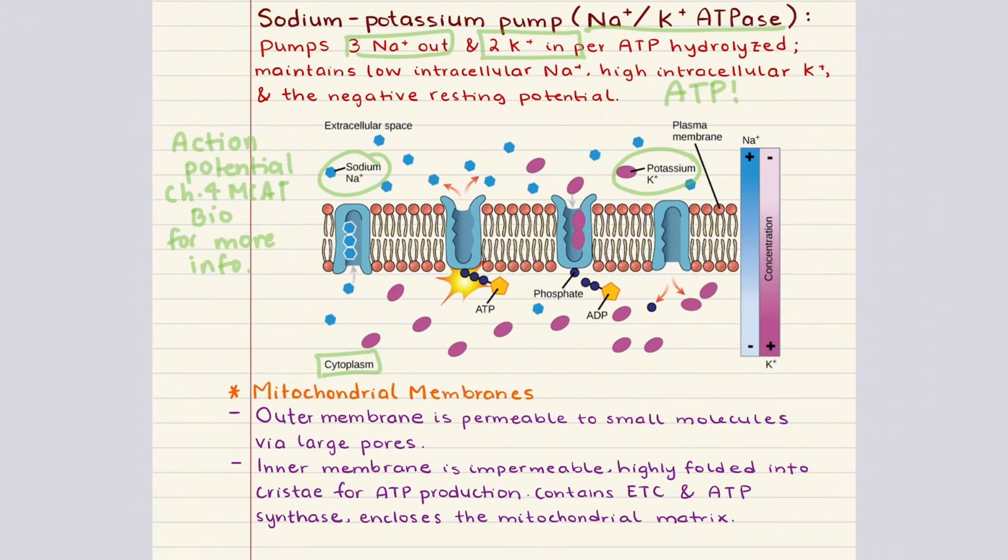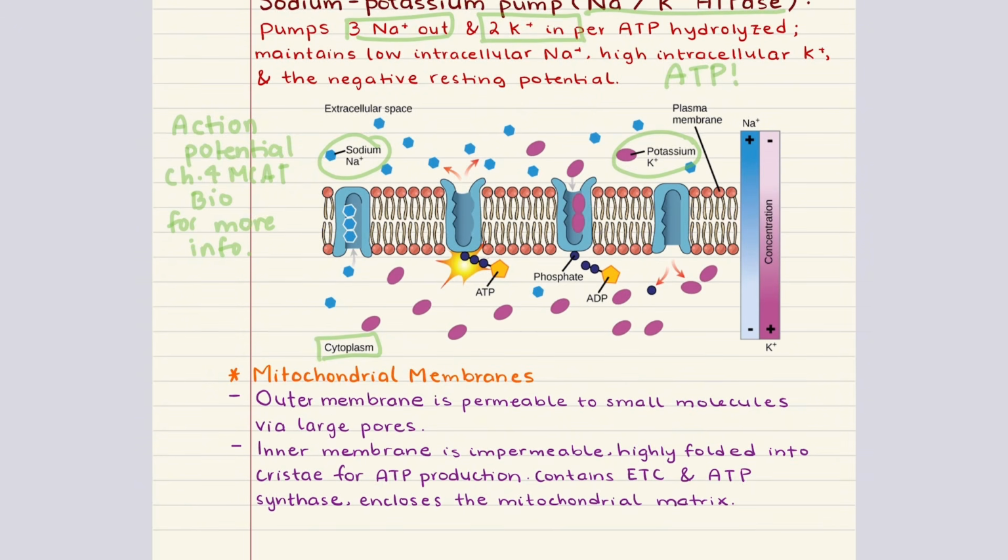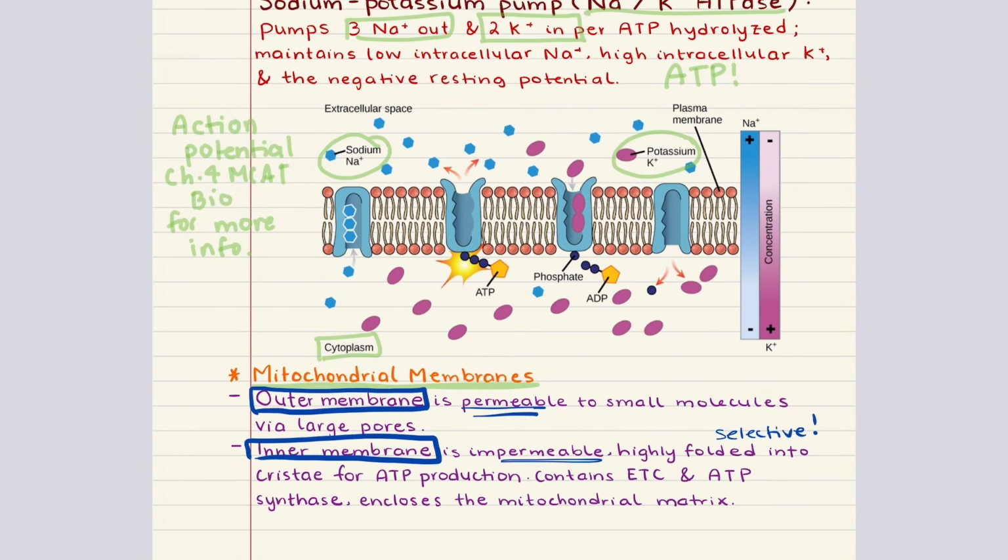But from here, I want to note that specialized membranes are also critical in organelles. Take the mitochondrial membrane as an example. The outer mitochondrial membrane is relatively permeable to small molecules and ions because it contains large pores. But in contrast to that, the inner mitochondrial membrane is highly selective. It's impermeable to most ions and molecules unless specific transporters are present.